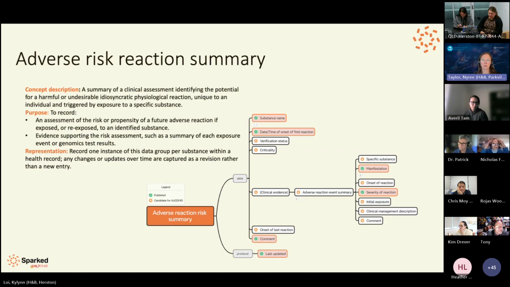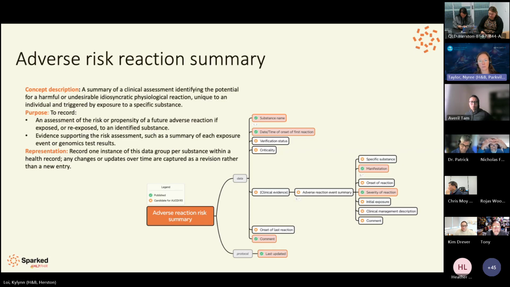So you can see that what we're talking about here is the propensity or the undesirable idiosyncratic physiological reaction unique to an individual, triggered by an exposure to a specific substance. And then nested within that group, we've got the actual event. So the adverse reaction event summary is that little group over to the right-hand side.